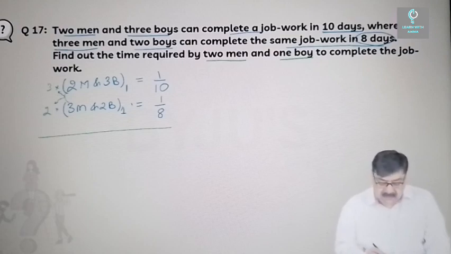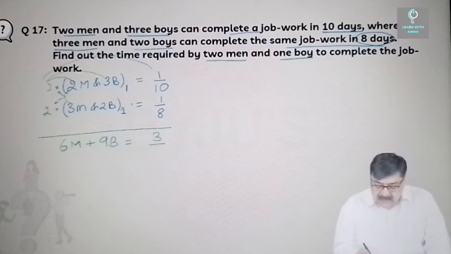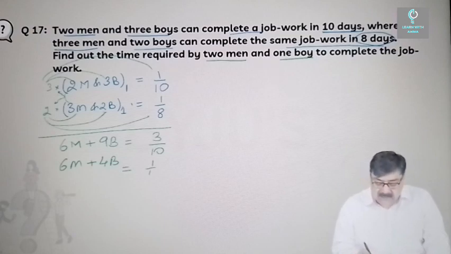Now what do we get? We get 6 men, let's say, plus 3 into 2 is 6. So 3 into 3 is 9. And this is going to be 3 into 1 by 10, which is 3 by 10. Now similarly here, 2 into 3, 6. 2 into 2, 4. And then 2 by 8, which is 1 by 4.